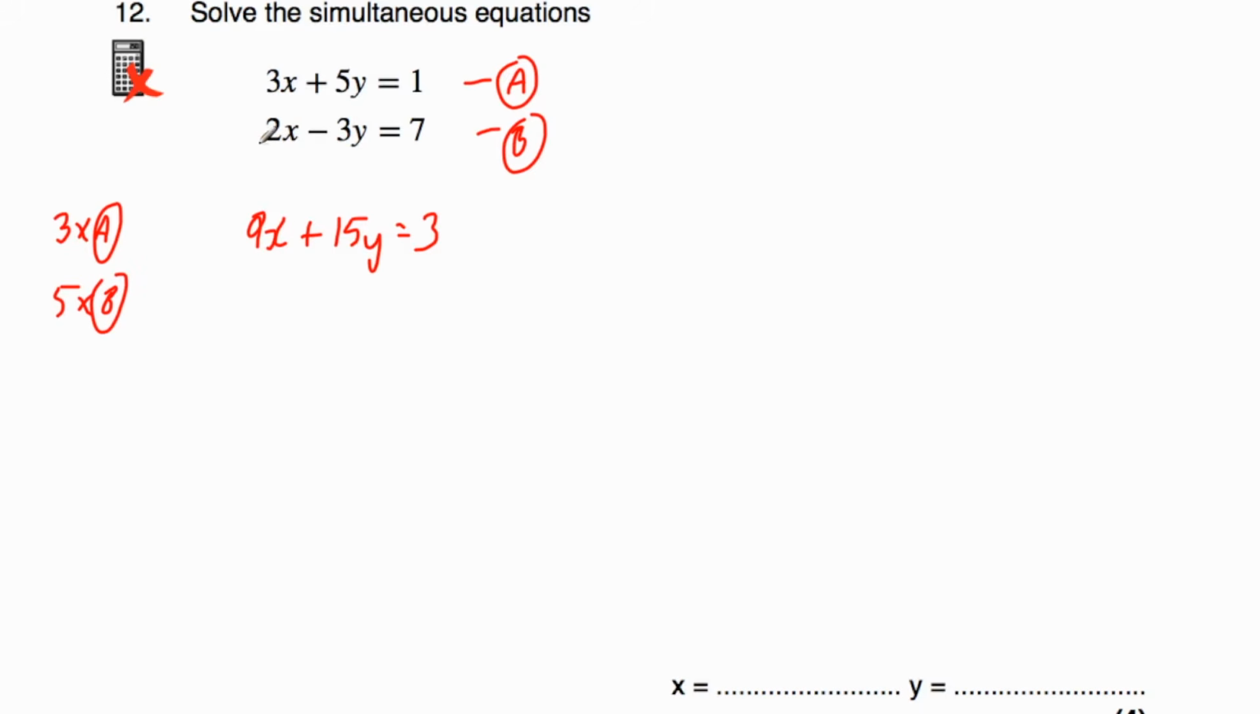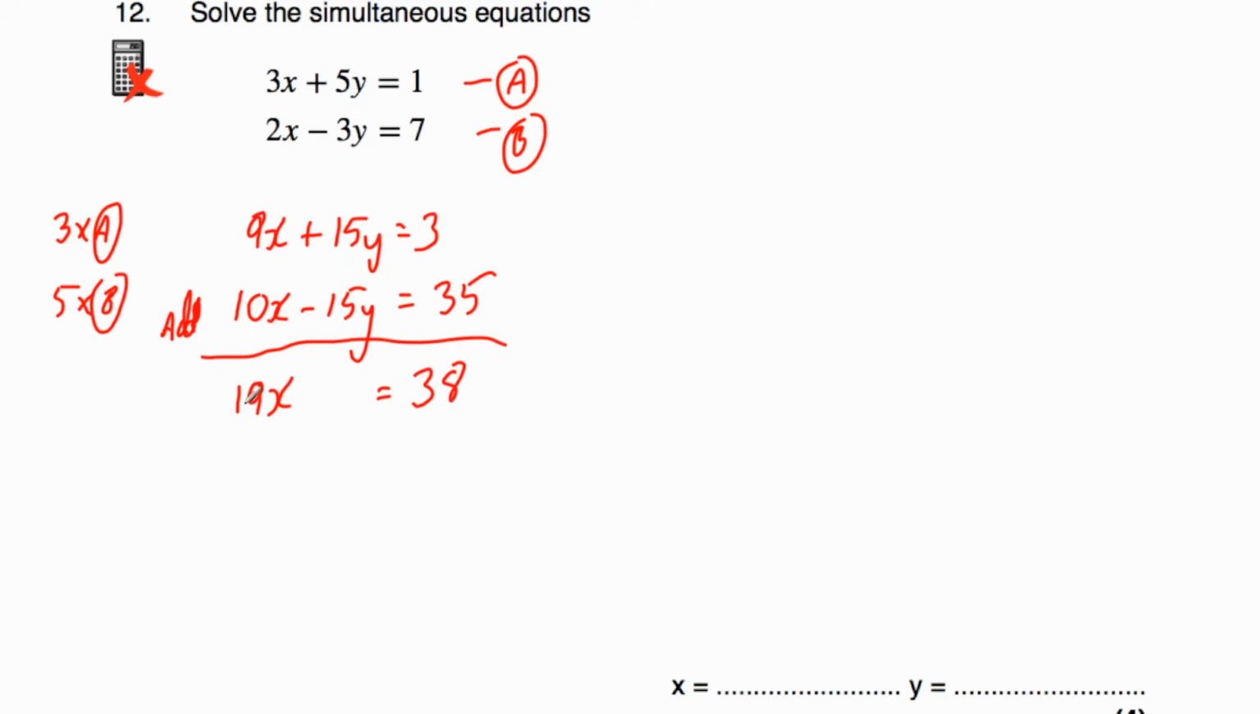And 5 times this equation, 5 times 2x is 10x. 5 times minus 3y would be minus 15y, and that's what we wanted. And then we've got 5 times 7, and that's equal to 35. Now we want to add the two equations together, to cancel out the y's. So let's add. So 9x plus 10x, that's going to be equal to 19x. So 15y plus minus 15y, that's 0. And then we've got 3 plus 35, that's equal to 38.